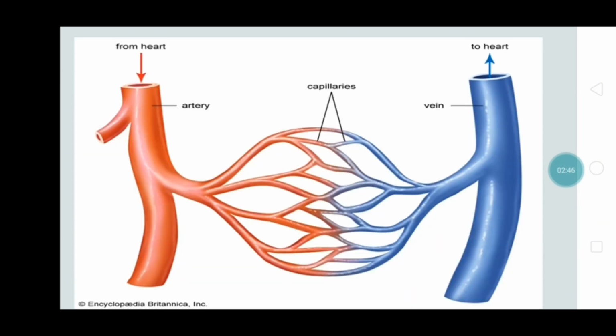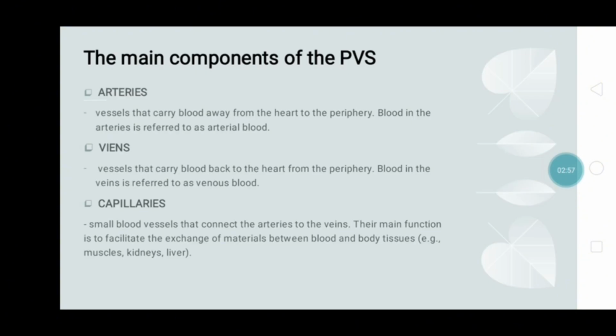So take a look at this. Itong bright red, yan yung artery or arteries. And so what the arteries are carrying away is blood from the heart.